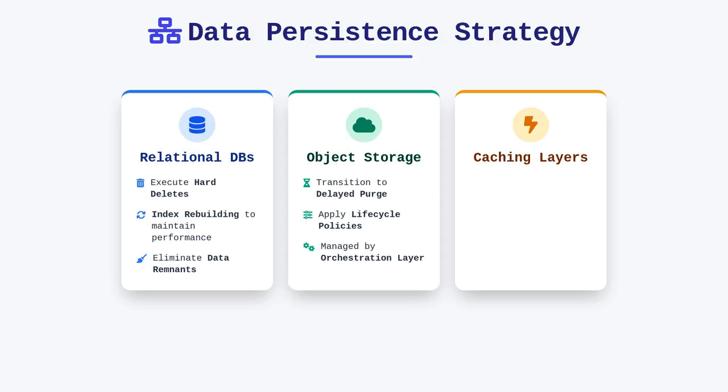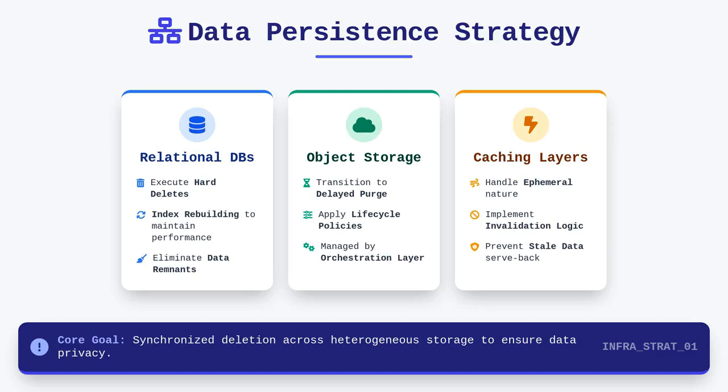Caching layers present their own unique challenges because they are ephemeral by design and often lack the metadata necessary to honor targeted deletions. To bridge this gap, we implement invalidation logic that prevents the serving back of stale, sensitive data after the primary record has been destroyed.